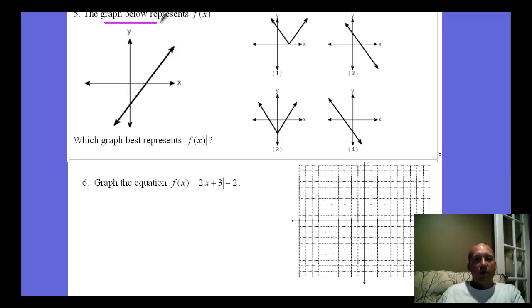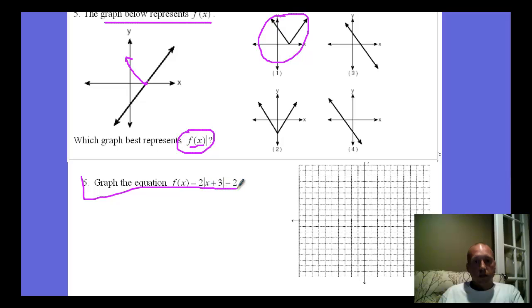Well, a different one. The graph below represents f of x, so this line is f of x. What would the absolute value of f of x be? Now, see that we're taking the absolute value of f of x. The absolute value is going to be the distance of f of x from 0, so it must become positive. And so if we take all these y values down here, they can't be negative. They're actually reflected and become positive. And so we get that V. So it's got to be this graph.